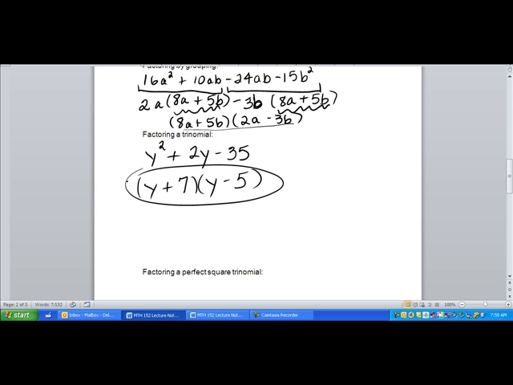So those are fairly straightforward. But when the leading coefficient is something other than 1, and let me put that one over here, it does get a little bit more complicated. All right.